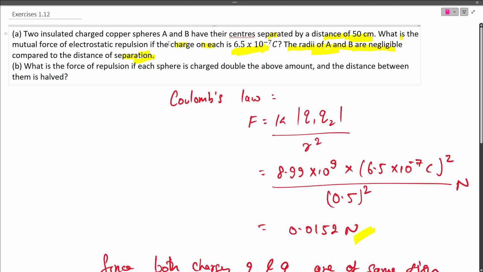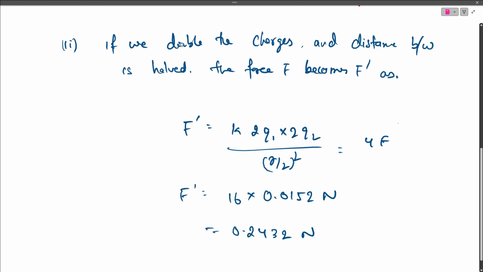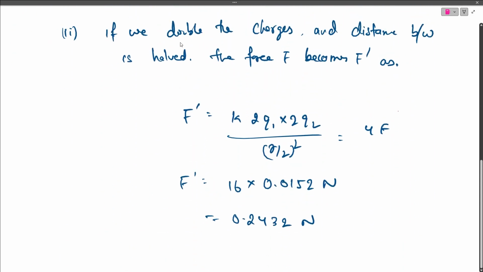The second question says, what is the force of repulsion if each sphere is charged double the amount and the distance between them is halved? Now the case is the charges have been doubled, that is Q1 is now 2Q1 and Q2 is now 2Q2 and R is now R by 2. So initially when the charges were Q1, Q2 and the distance of separation was R, we termed the force as F. Now the new force F dash would be equal to 16 times F.